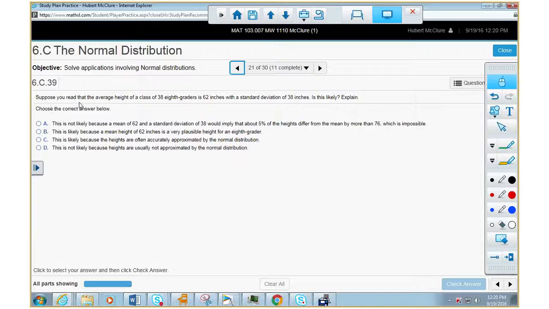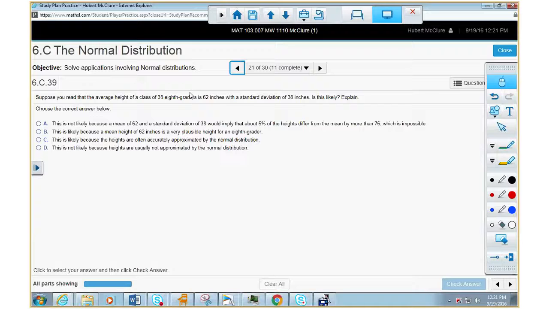Suppose you read that the average height of a class of 38 eighth graders is 62 inches with a standard deviation of 38. Is this likely? Explain. Why do they ask likely? Why don't they say, is this normal? This book is so backwards. I'm sorry, but y'all are not getting your money's worth out of this book.